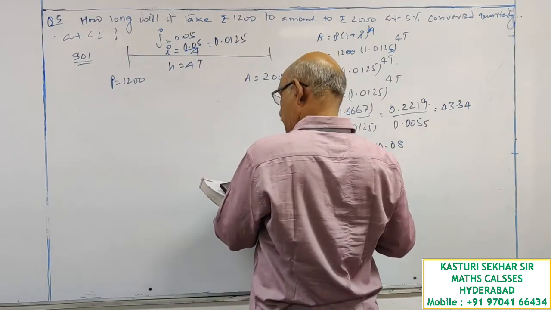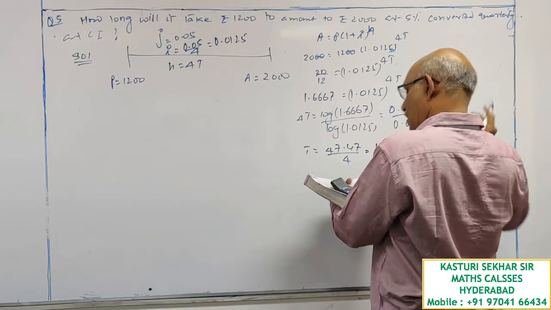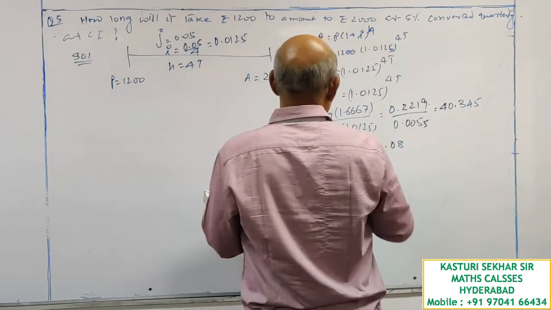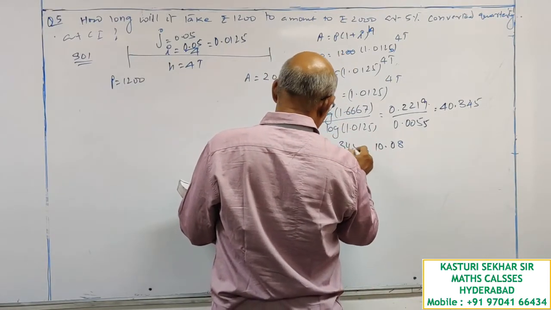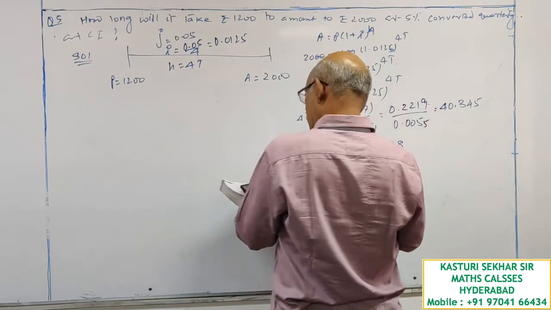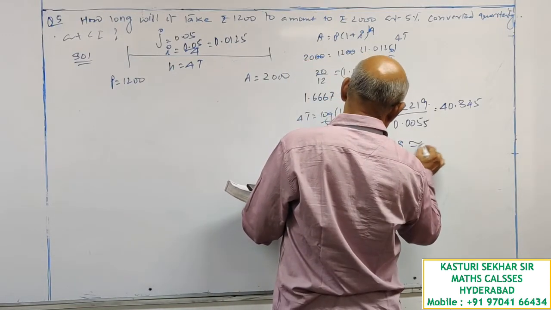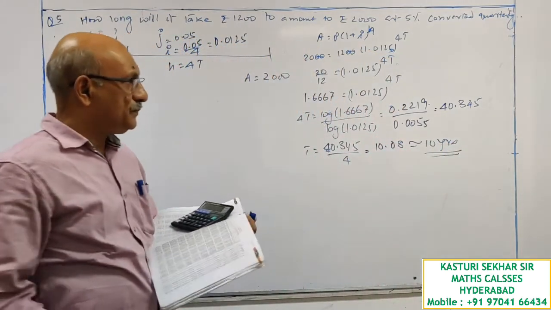This is 40.345, divided by 4 is 10.08. 10.08 approximated to 10 years. This is how.